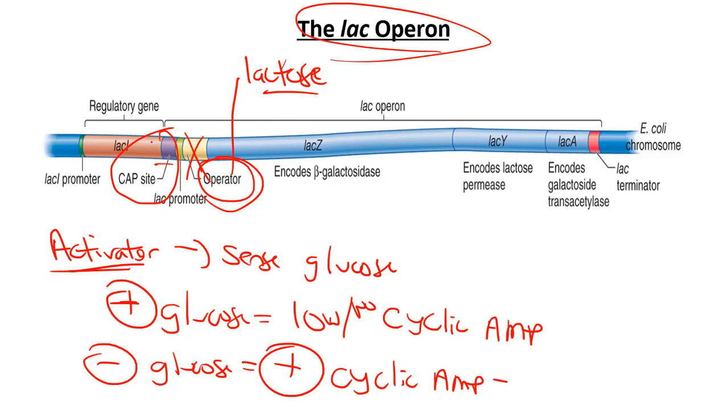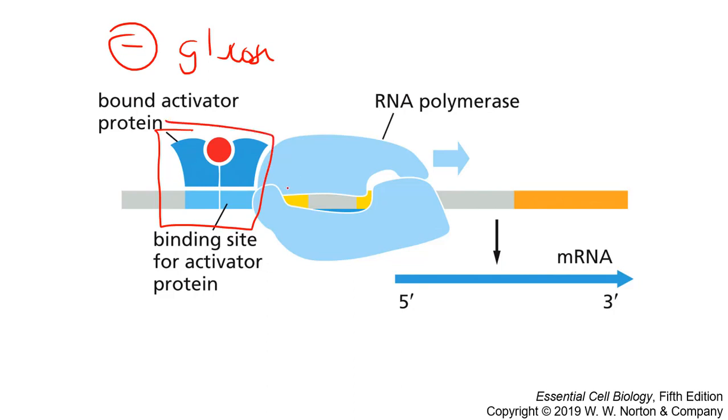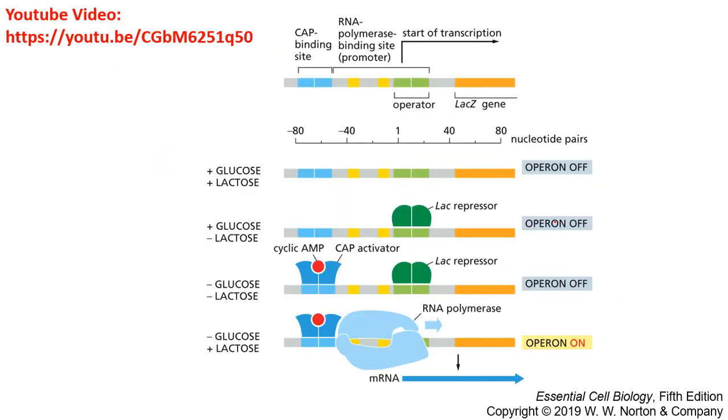Cyclic AMP will bind to this CAP site. So this is where the cyclic AMP binds. It binds the CAP activator. If you have no glucose around, cyclic AMP will bind to the activator. And remember, this activates transcription. So RNA polymerase will come in and it'll undergo transcription of the Lac genes. So to summarize everything we talked about.